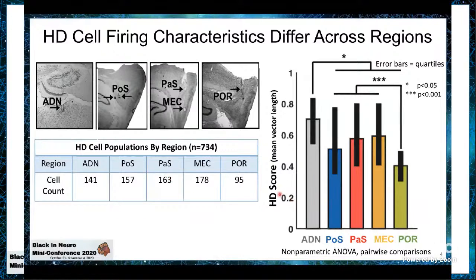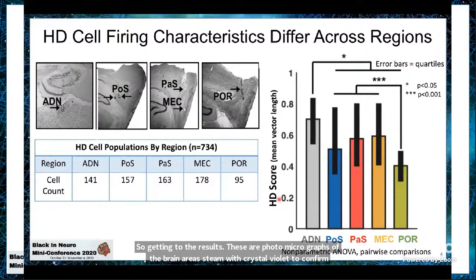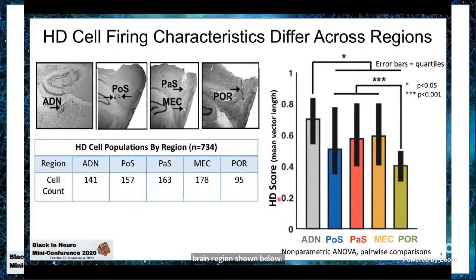Head direction score, or mean vector length, is a robustly directional measure that ranges from 0 to 1. The closer the data is to 1 indicates strong directional tuning. However, if it's closer to 0, that means that the cell activity is more coarsely modulated.